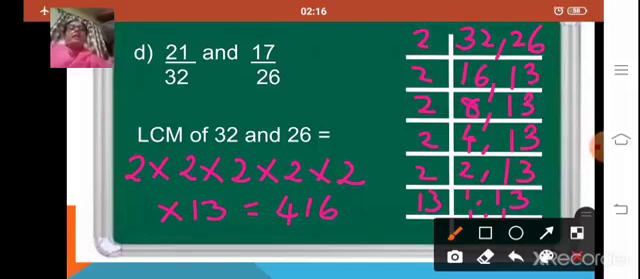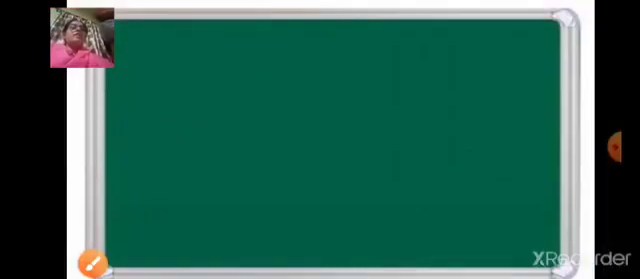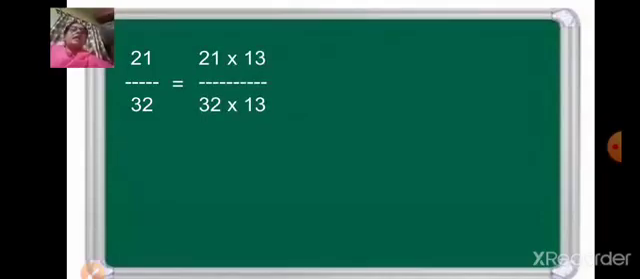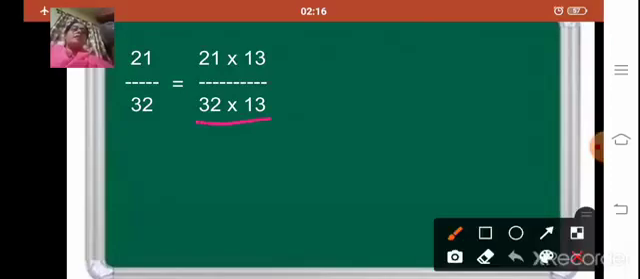Second step is you have to make the denominators, that is 32 and 26, equal to the LCM, that is 416. Okay, so you will take the first fraction now, 21 upon 32. Now 32 multiplied by which number will give you 416? That is 32 multiplied by 13. Now suppose if you don't know which number you have to multiply, what you will do is you will divide the LCM by the number 32. The quotient is the answer by which you have to multiply the denominator. Okay, so 32 into 13 will give you 416.